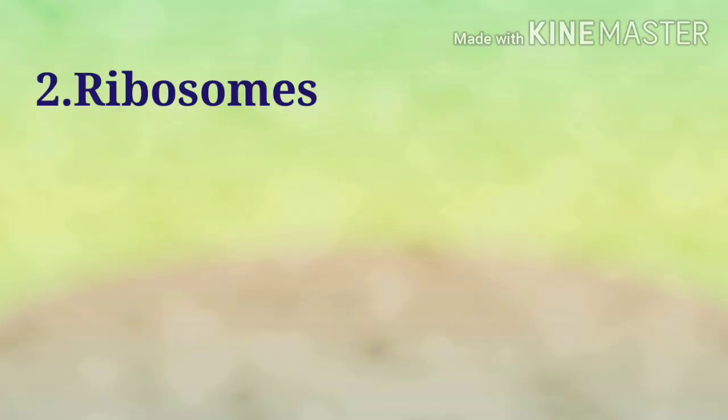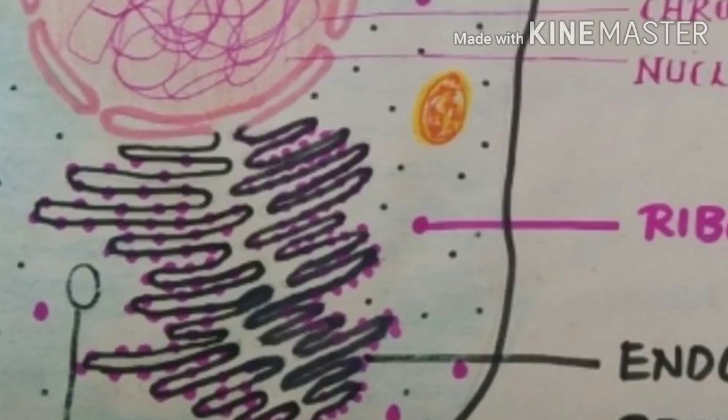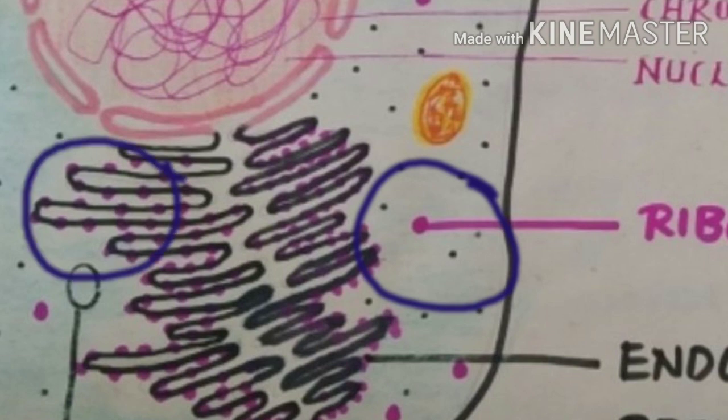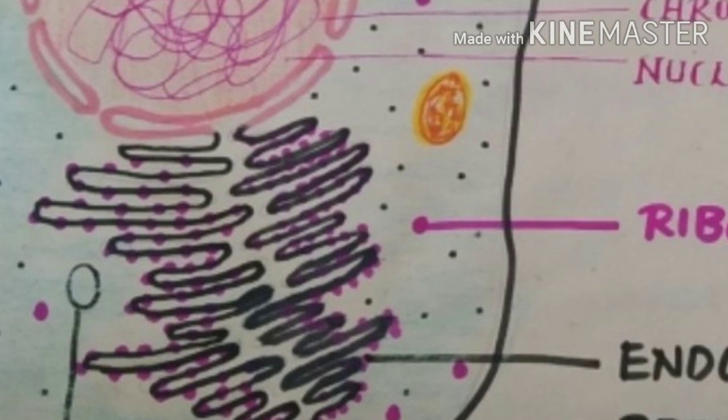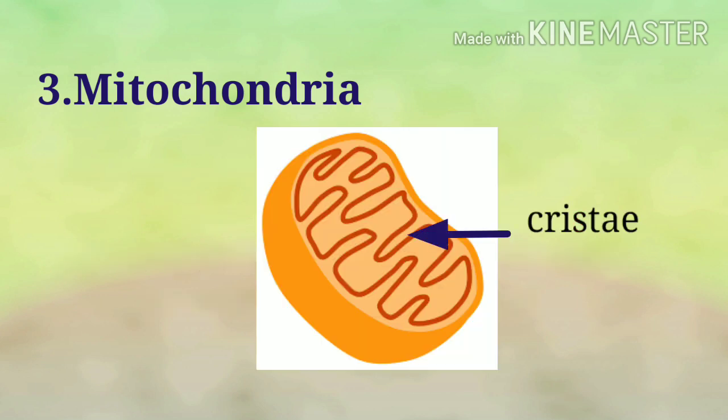Next, we can study about ribosomes. The ribosomes are numerous small granules either scattered freely in the cytoplasm or attached to the membranes of the endoplasmic reticulum. The next cell organelle is the mitochondria. These are minute double-walled bags with their inner walls produced into finger-like processes projecting inwards called the cristae.